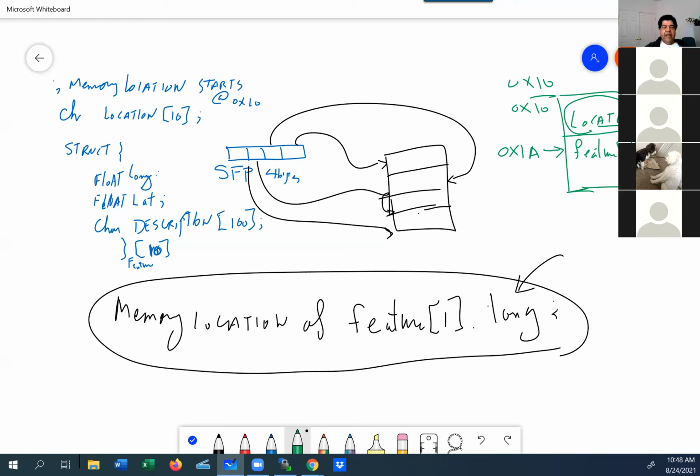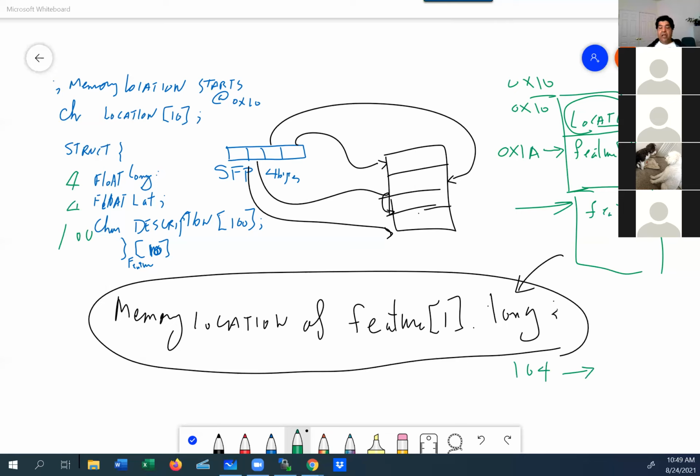Then the next thing you really are interested in is feature 1, which is the second element of this array. So now you've got to figure out where this is. Feature: long is 4, float lat is 4, description is 100. So you've got 104. I've got to figure out what that is in either decimal or hex. I can either convert everything to decimal or convert everything to hex. Those are the only 2 options, because you cannot do half of it in one system and half in another.